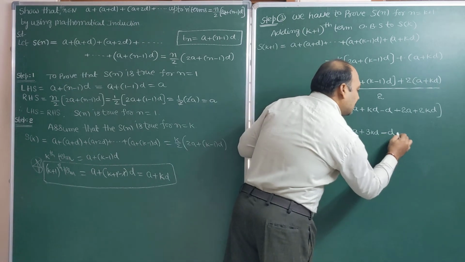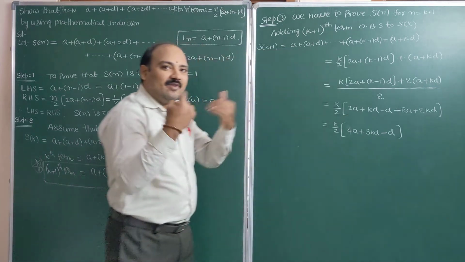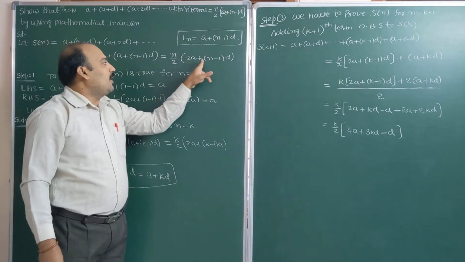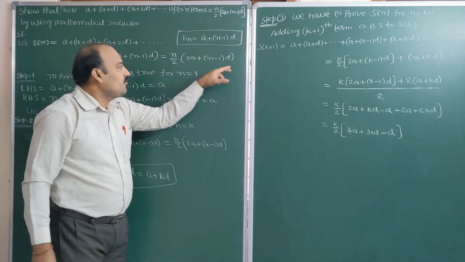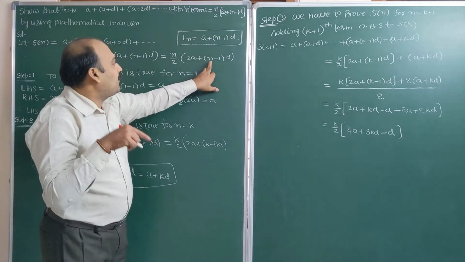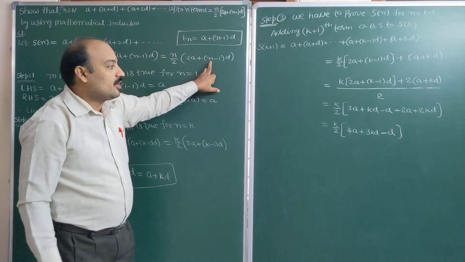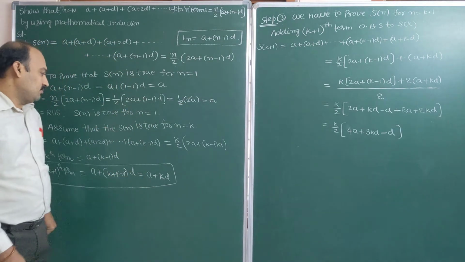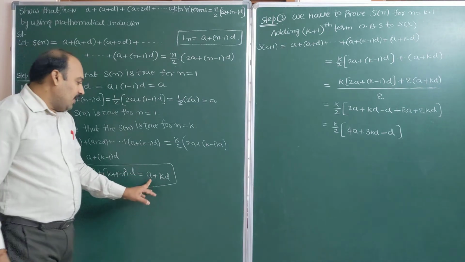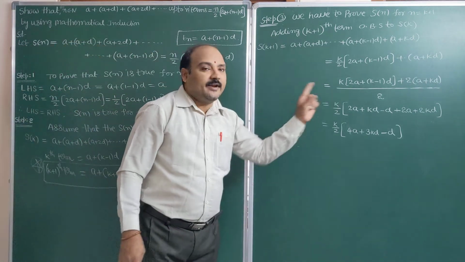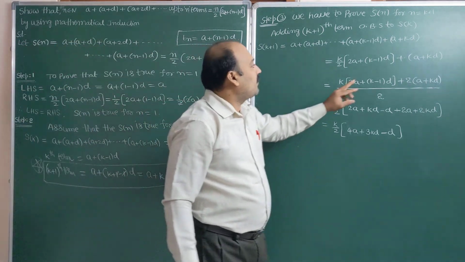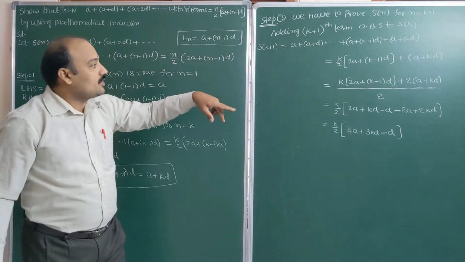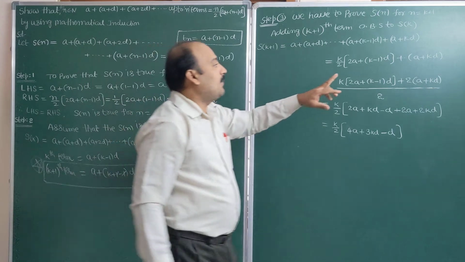3kd minus d. Our aim is, in this result, n by 2 into (2a plus (n minus 1) into d) is there, no? Wherever n is there, k plus 1 I want. So how to get it? k plus 1. We are adding a plus kd on both sides. So k by 2 into (2a plus (k minus 1) into d) plus a plus kd.